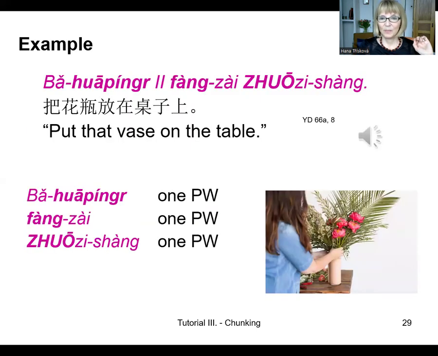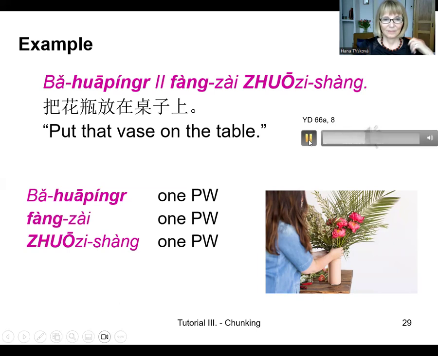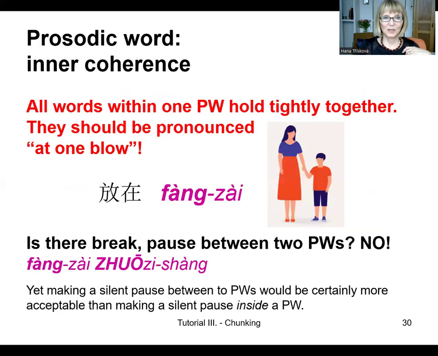Here is this example with the vase again. There are 3 prosodic words. 把花瓶放在桌子上。 把花瓶放在桌子上。 Okay, 3 prosodic words. Prosodic word is a unit which has an inner coherence. That means that all words within one prosodic word should hold tightly together. They should be pronounced at one blow. 放在 should be pronounced, for instance, as tightly as the word 桌子.